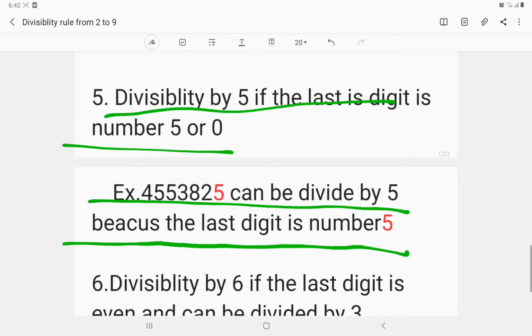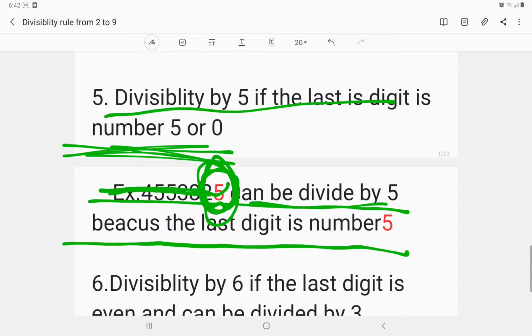Like for 2, no matter how many digits there are, don't focus on them. Just focus on the last digit. For 4, you need to focus on the last two digits. For 2, you focus on the last digit. And for 5, you focus on the last digit too. So this is the last digit, and ignore this. Just don't care about that. Just care about our 5. It says if the last digit is 5 or 0, and the last digit is 5, then it can be divided by 5. Okay, simple and easy.